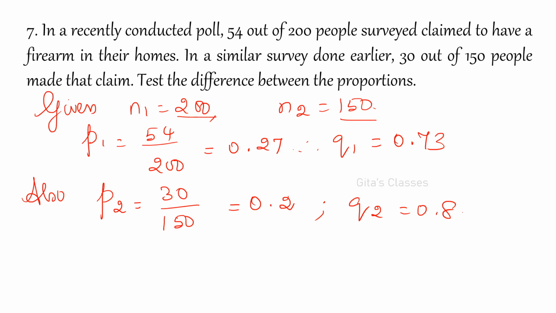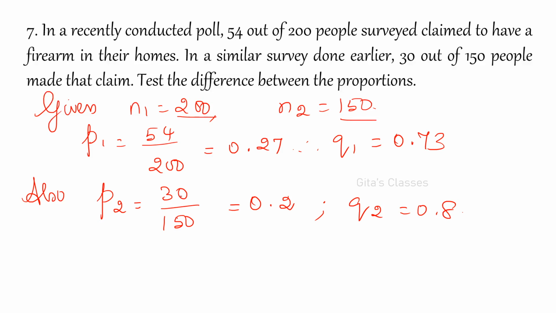Okay. So P1 is 54 by 200, that is 0.27. These are the values. Q1 is always 1 minus P1, that is 0.73. And here the population parameters are not given, only sample values are given. So directly substituting.